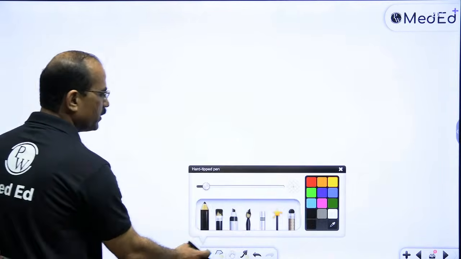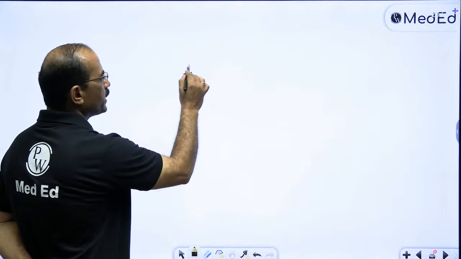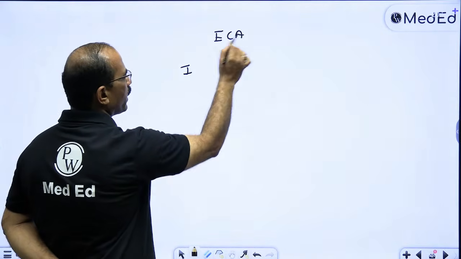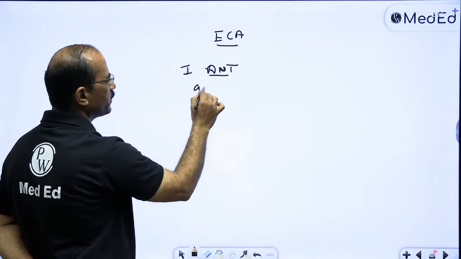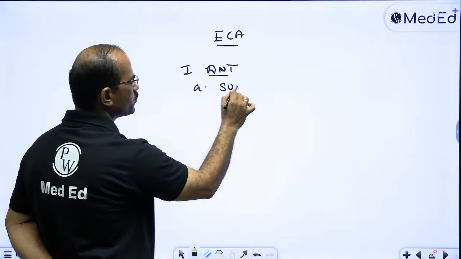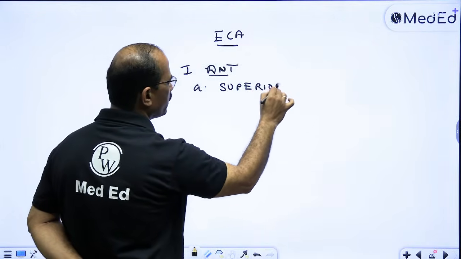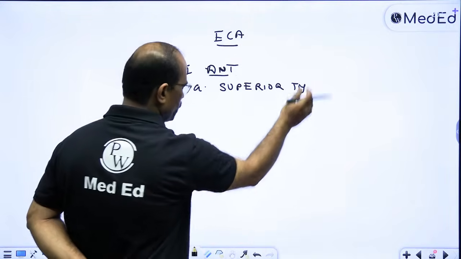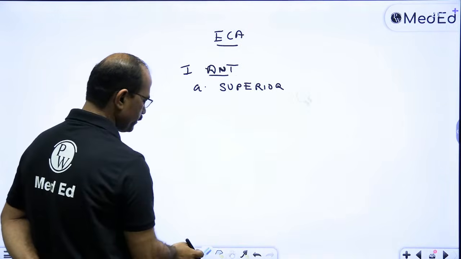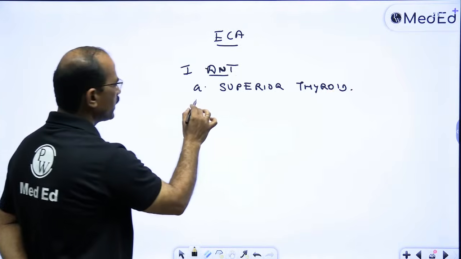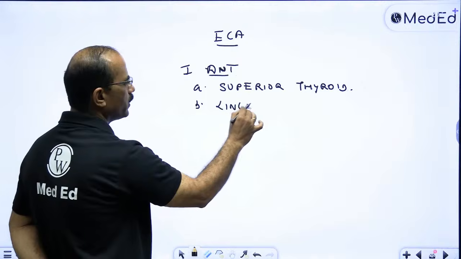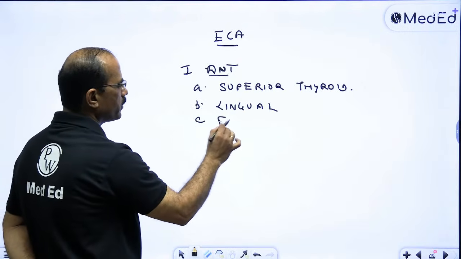So what are the branches of external carotid? I know, sir. Let me tell you. Number one. Roman number one. ऐसे बोलना है branches of external carotid artery. Roman number one. Anterior branches. Anterior branches में A. The first anterior branch is superior thyroid artery. Second is lingual artery. Third is facial.